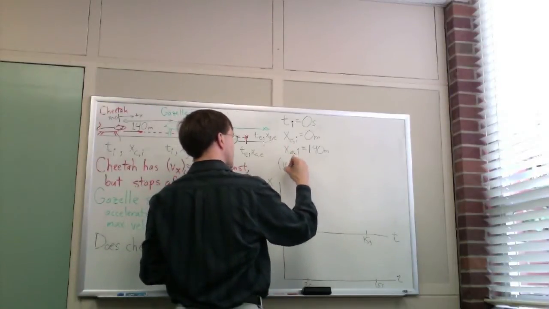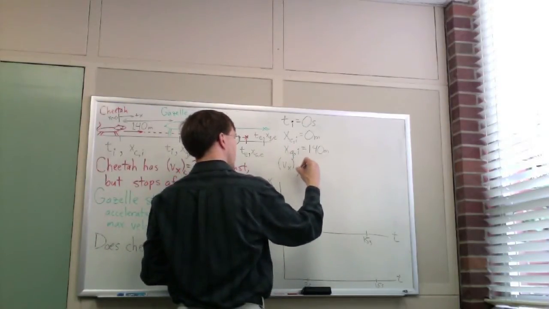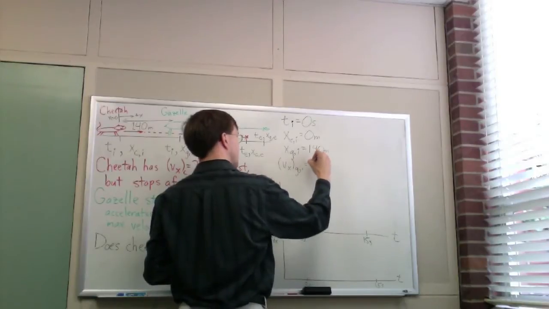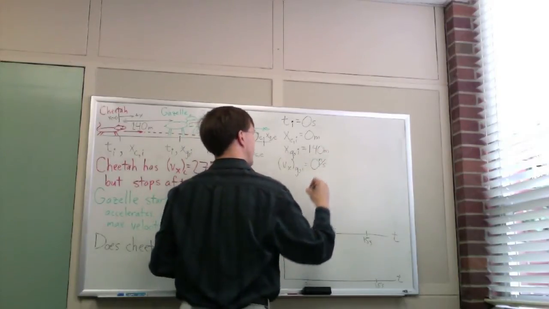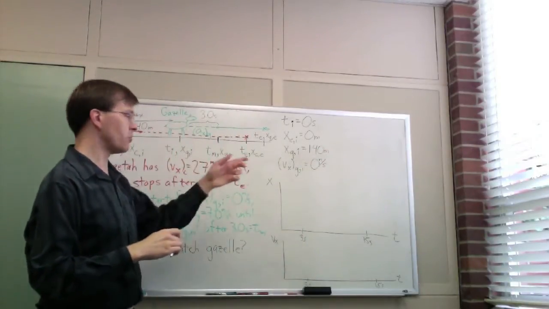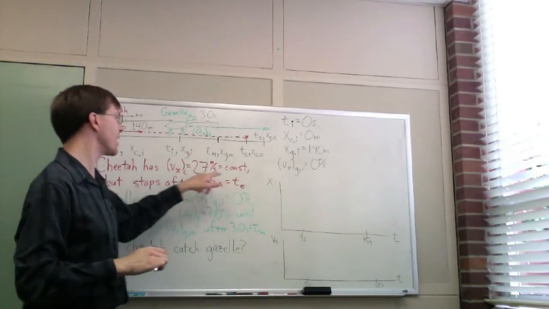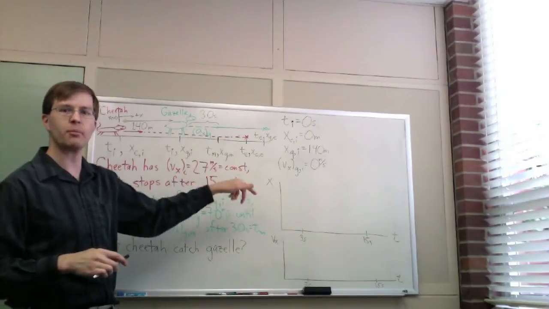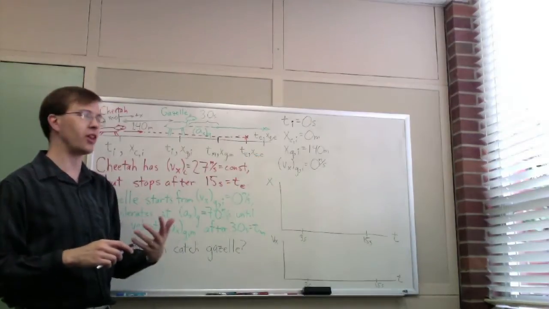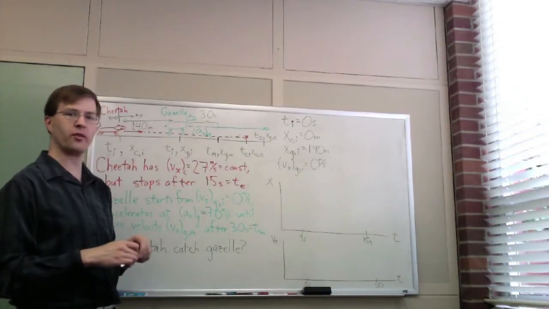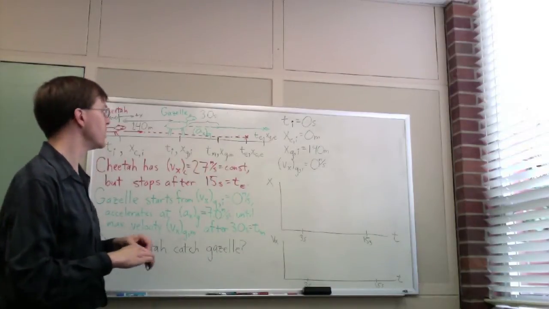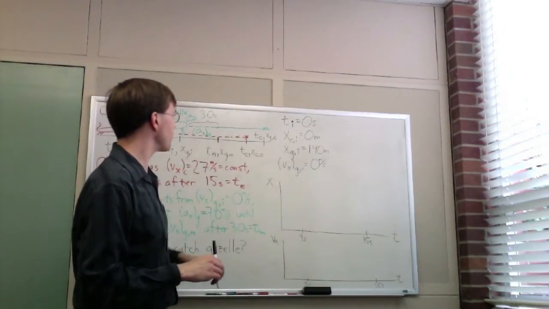Meanwhile, Vx for the gazelle initially is 0 meters per second, it's all good. So I could write down Vx cheetah, but that's going to be a constant, and so I don't need to write it down separately at each event. Only the velocities that might be changing do I ever bother writing down separately at each event. So I've got this information written down.